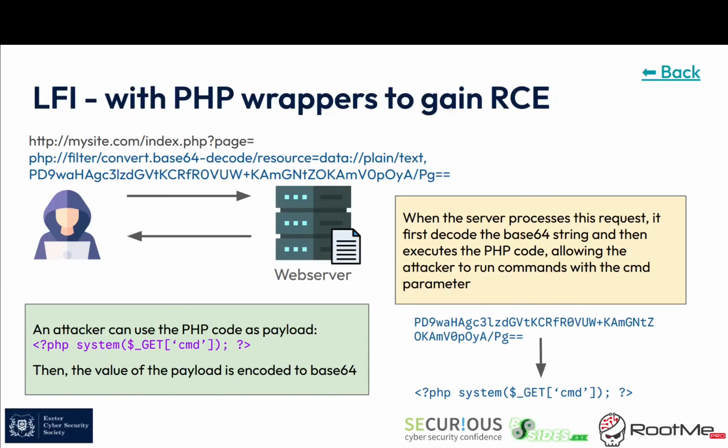The first thing here is that the attacker can use the PHP code I've shown here as a payload. Then they can encode that payload to base64. When the server processes the request, it will decode the base64 string, and then execute the PHP code. That allows the attacker to run commands with the command parameter. This might look a bit confusing, but by using the filter, it can trick the server into thinking that the payload you sent is a file that exists on the server.